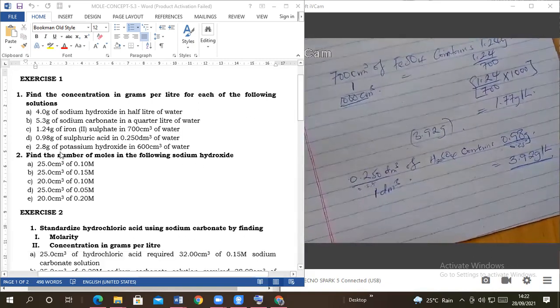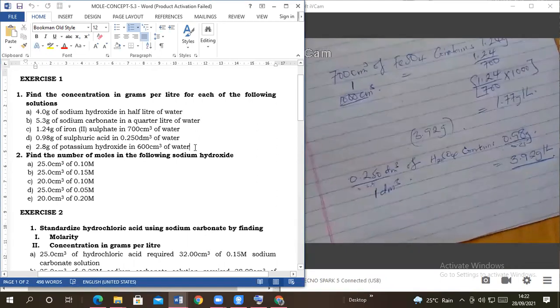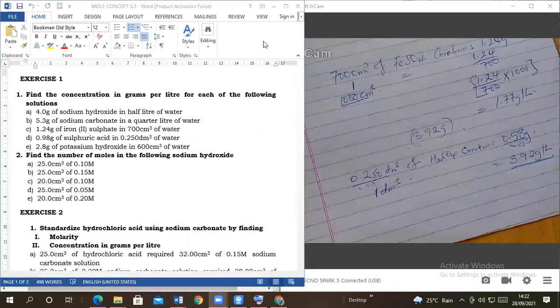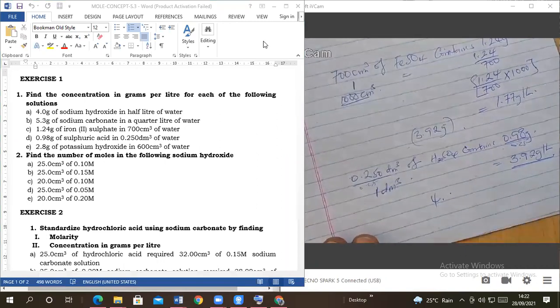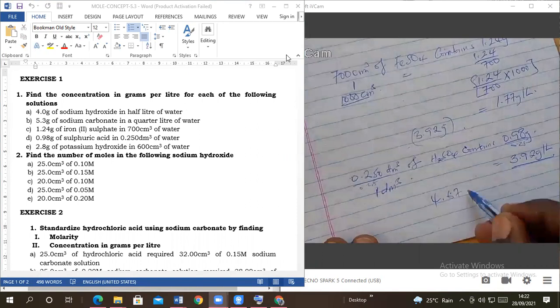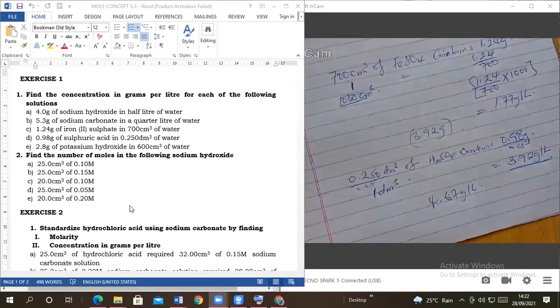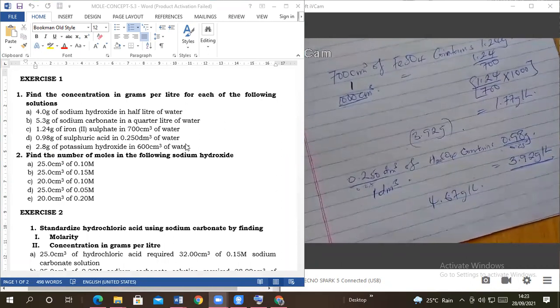Okay. So finally, give me the answer for E. The answer for E. 4.67 grams per liter. So the answer will be 600. 2.8 divided by 600 times 1,000, isn't it? Yes. 2.8 divided by 600 times 1,000. So the answer comes to 4.67.